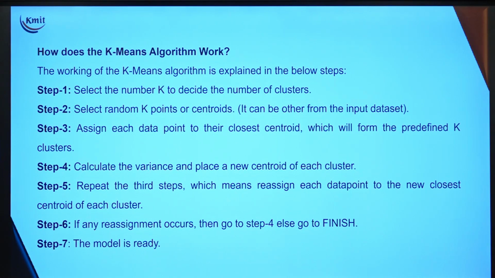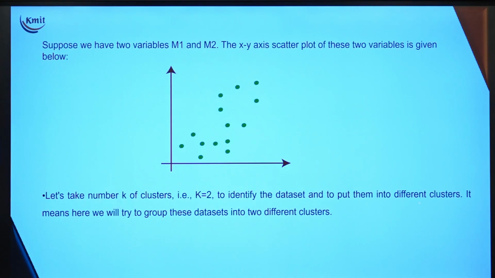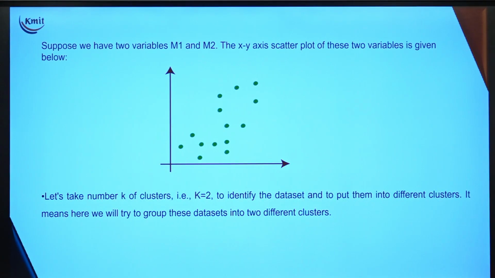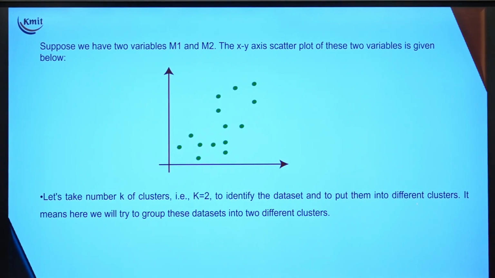Okay, so let us understand all these 7 steps clearly by taking an example. Suppose we have two variables m1 and m2. You can see an x-axis and y-axis scatter plot of these two variables m1 and m2.